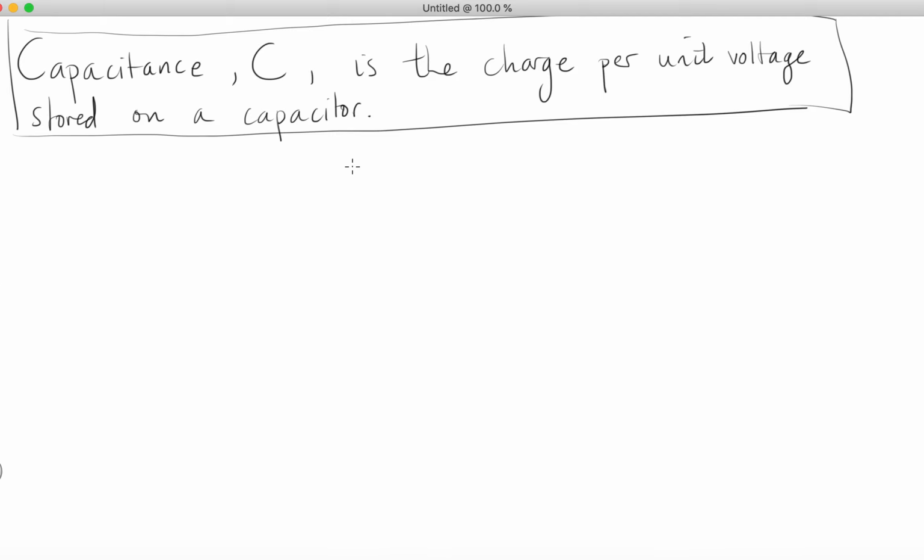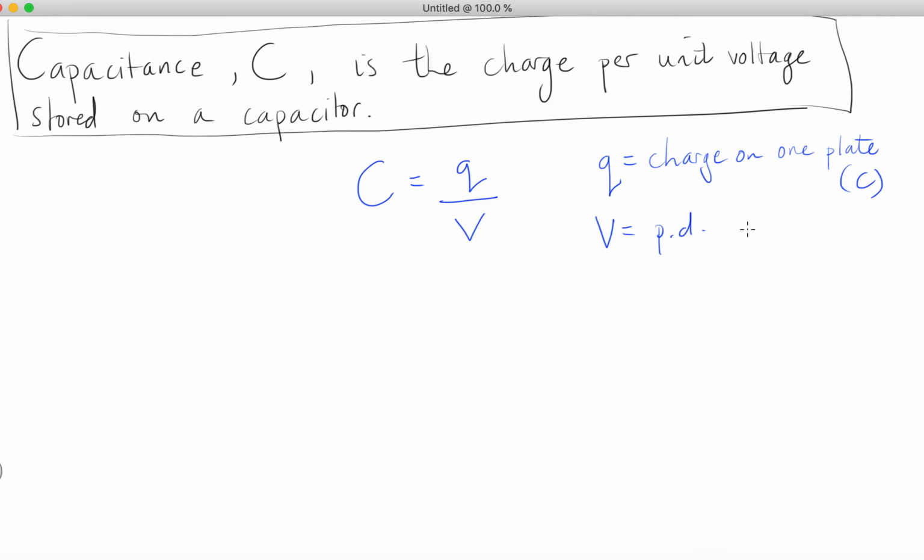And the formula, or one formula for capacitance, is therefore charge divided by voltage. So let's define the quantities. Little q is the charge on one plate. Of course, we measure charge in coulombs. Voltage is the potential difference between the plates. And that is, of course, measured in volts.